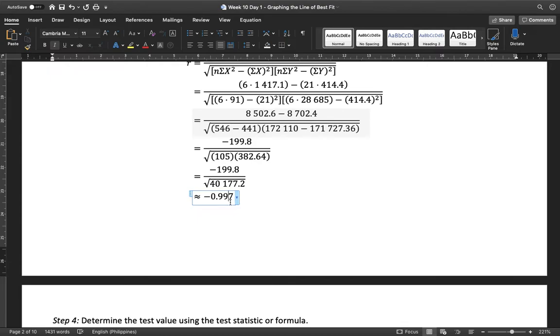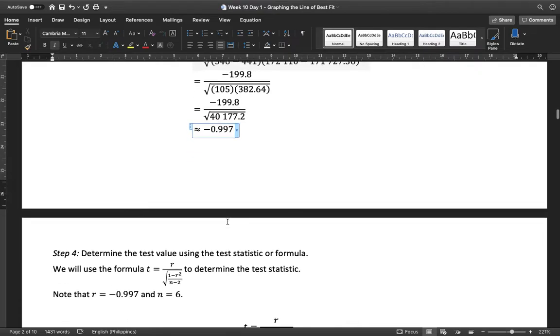So, let's just take another digit here para mas maging accurate siya. Kasi hindi natin pwede sabihin perfect eh. Kasi hindi naman talaga siya perfect, very high lang. So, we make use of negative 0.997. That's a very high negative correlation.